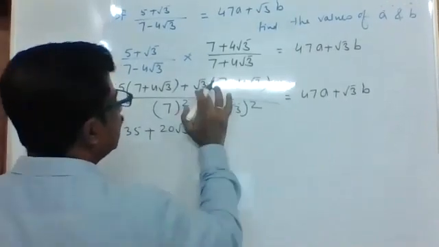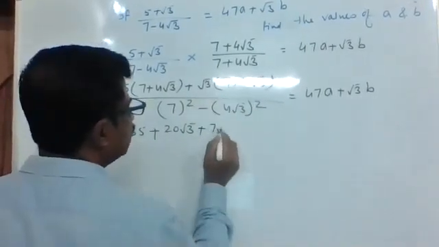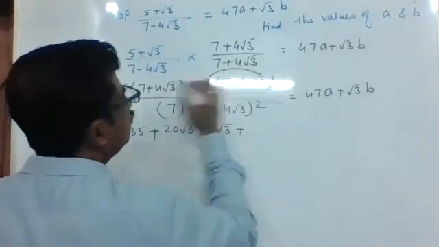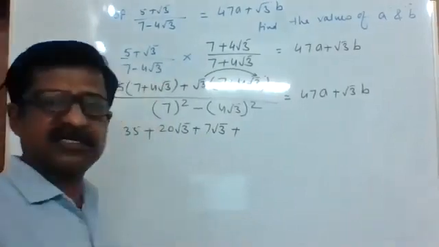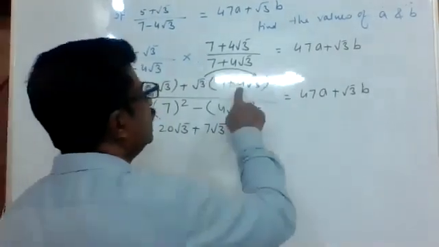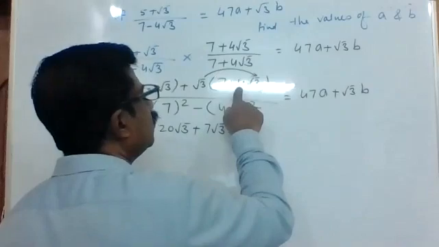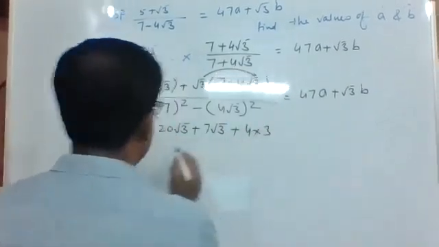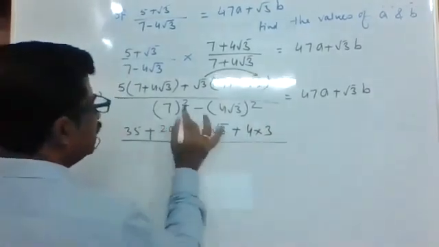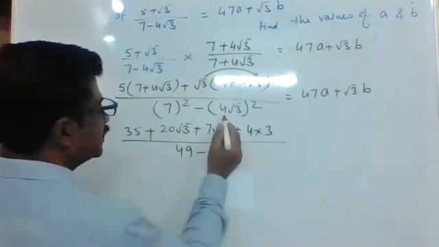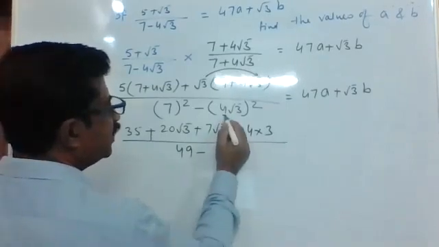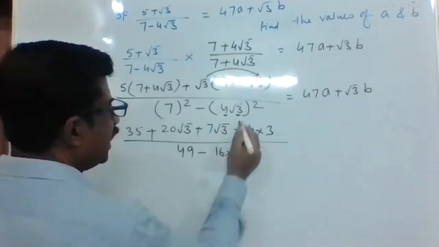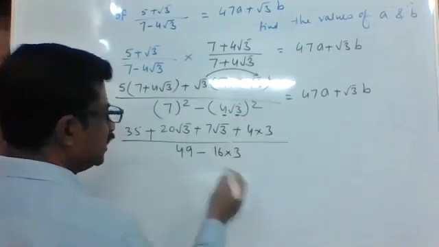Here also we multiply in the same way: root 3 into 7 will be 7 root 3, plus this root 3 will be multiplied with root 3. Irrational number has to be multiplied with irrational number, and the rational number will remain as it is. 4 into 3, upon 7 square is 49 minus square of 4, we have to take the square of 4 as well as root 3 square. Square of 4 is 16 and root 3 whole square is 3. 16 into 3.